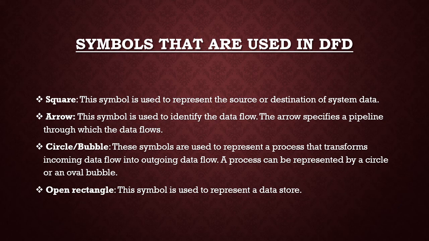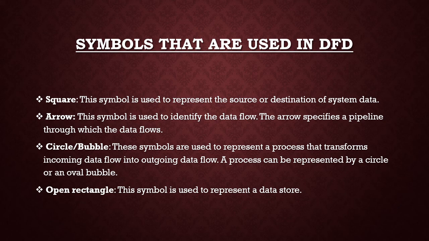Now, while creating data flow diagrams or while representing the information graphically, we use certain symbols, and these symbols are, first one is square. This symbol is used to represent the source or the destination of the data. Means we use the square symbol to represent the source from where the input is coming. Then second one, we have arrow, which is used to identify the data flow. That means from where the data is coming and from where to where it is going, it is shown by the arrow.